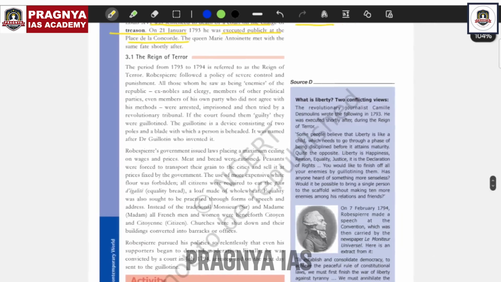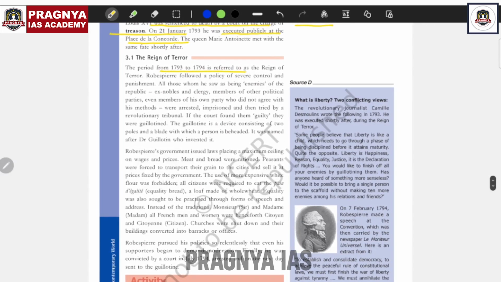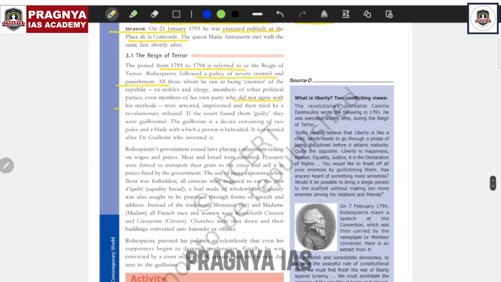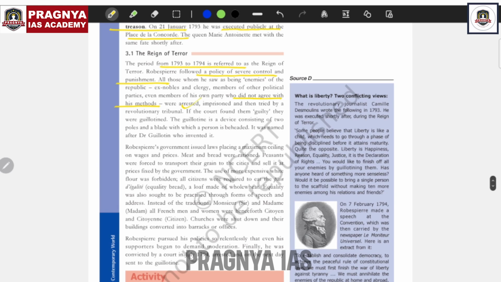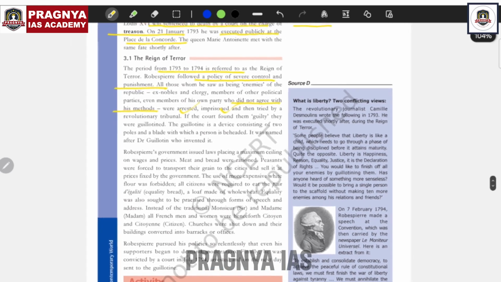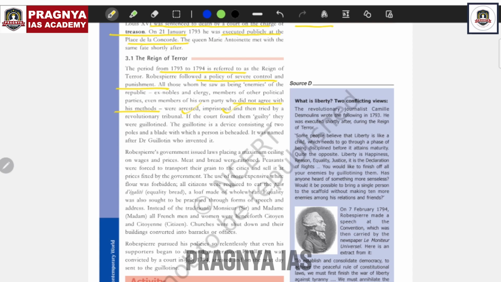The period from 1793 to 1794 is referred to as the Reign of Terror. Robespierre followed a policy of severe control and punishment. All those whom he saw as enemies of the republic, like ex-nobles and clergy, members of other political parties, even members of his own party who did not agree with his methods, were arrested, imprisoned, and tried by a revolutionary tribunal.